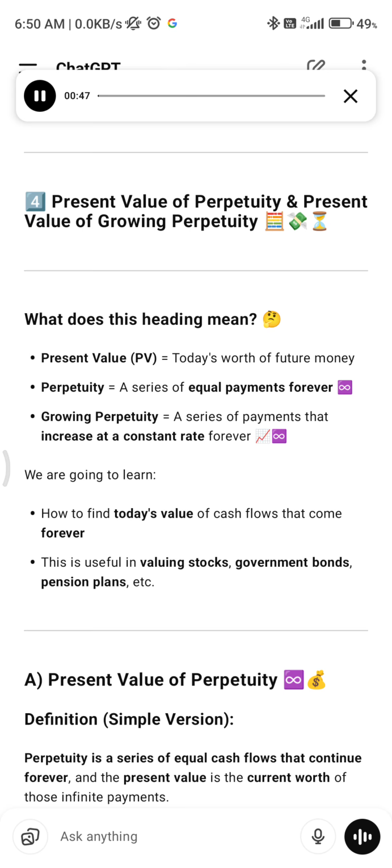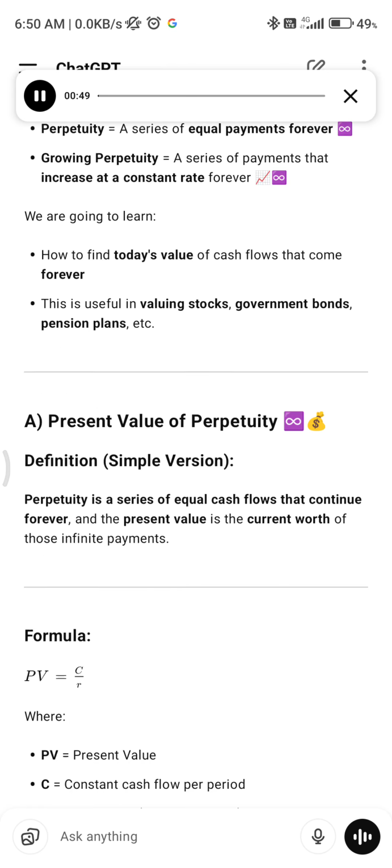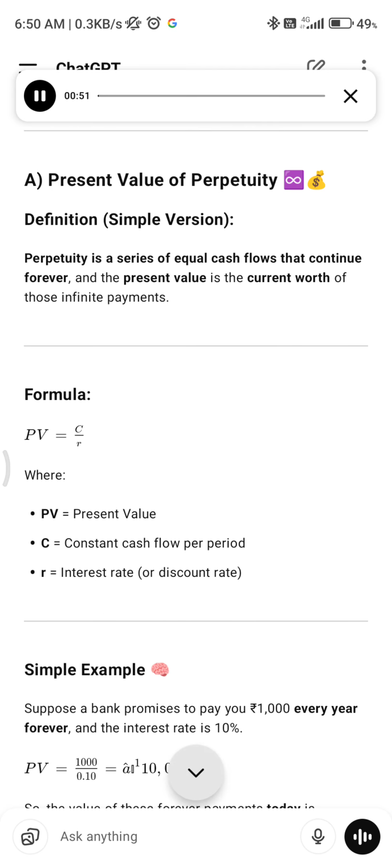A. Present value of perpetuity. Definition, simple version. Perpetuity is a series of equal cash flows that continue forever, and the present value is the current worth of those infinite payments. Formula, PV equals C/R, where PV equals present value, C equals constant cash flow per period, R equals interest rate or discount rate.